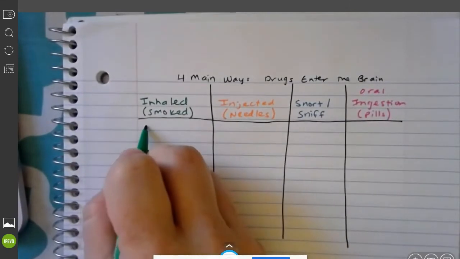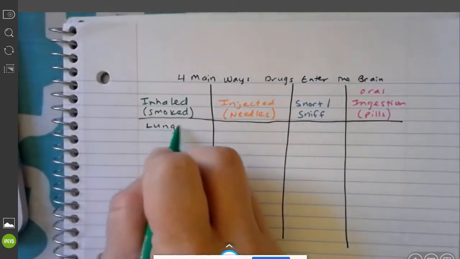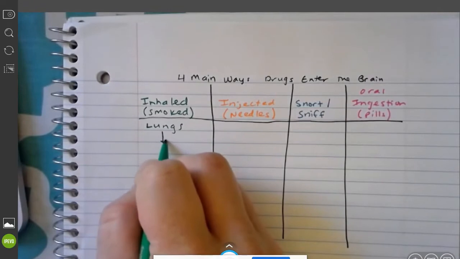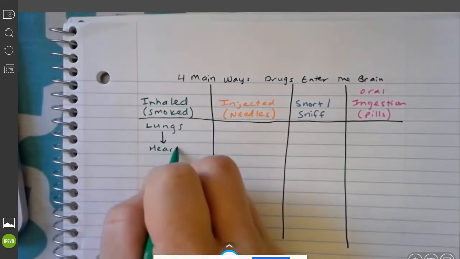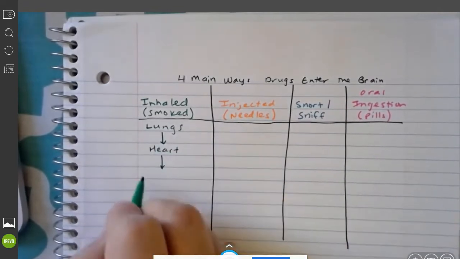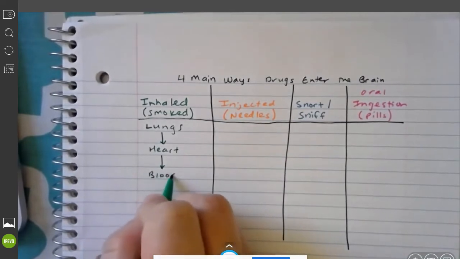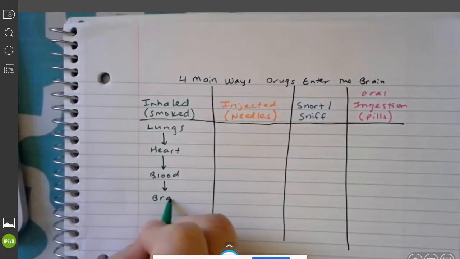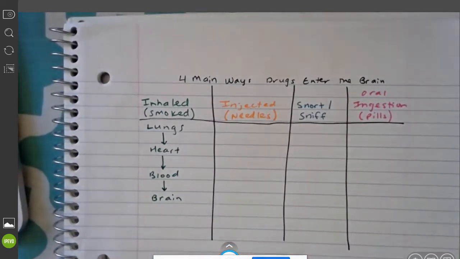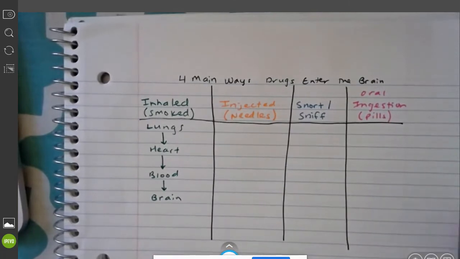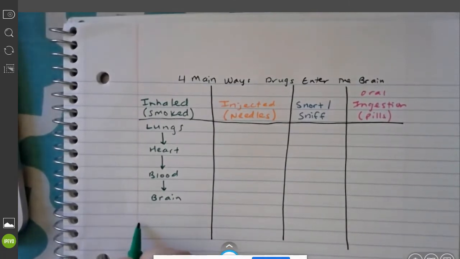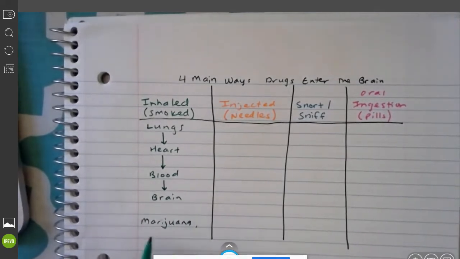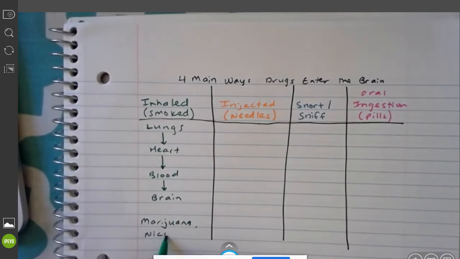So when something is smoked, it goes into your lungs, and it goes to your heart, and from your heart it enters into your bloodstream, and then it reaches its final destination, which is your brain, where it causes the behavioral side effects. Common drugs taken in this way would be marijuana and nicotine in cigarettes.